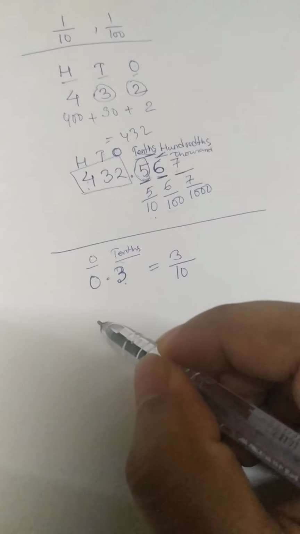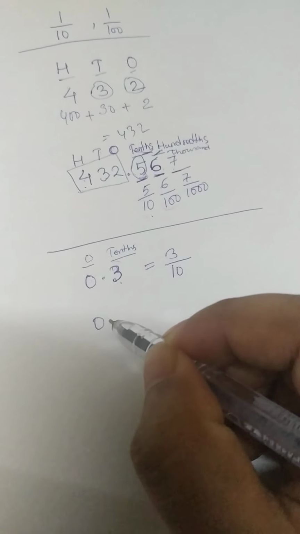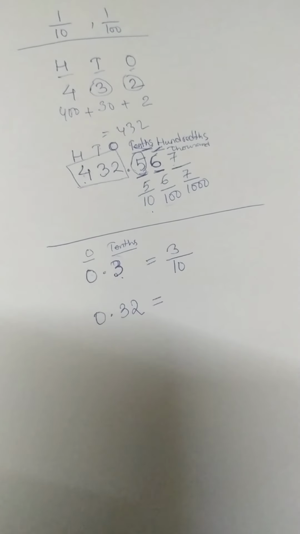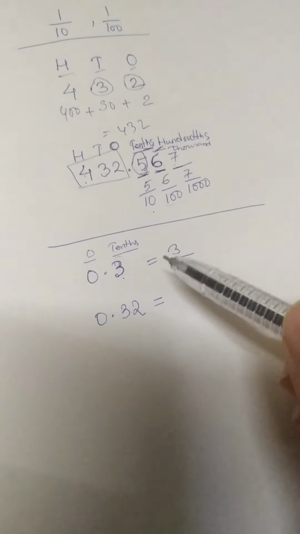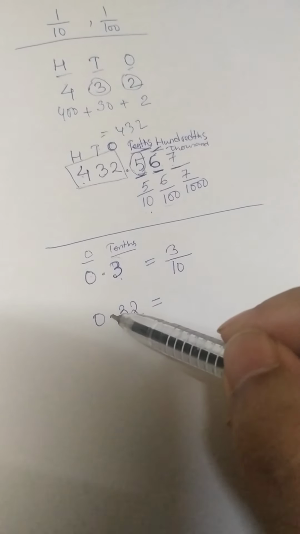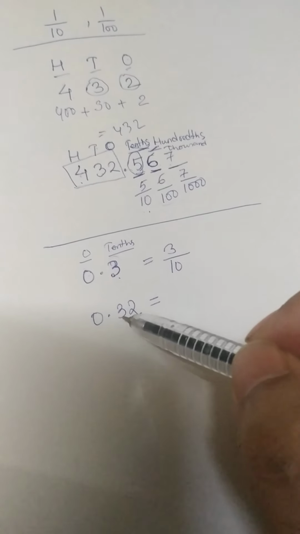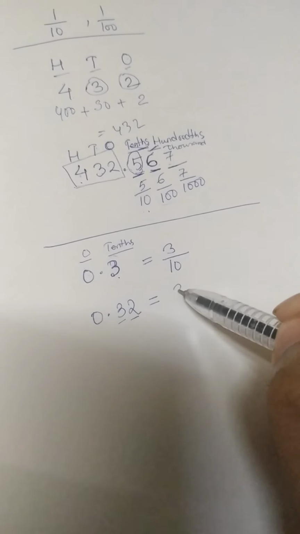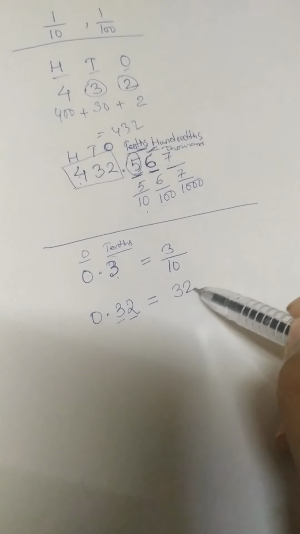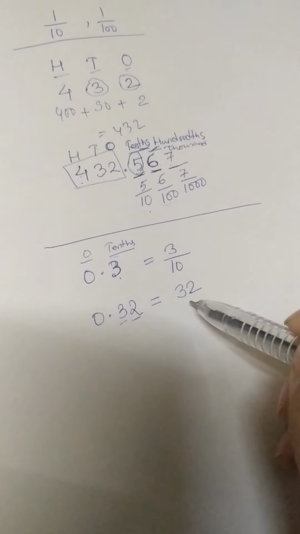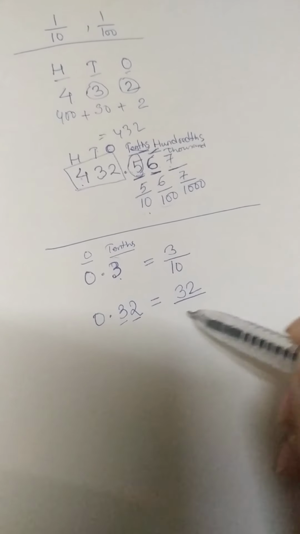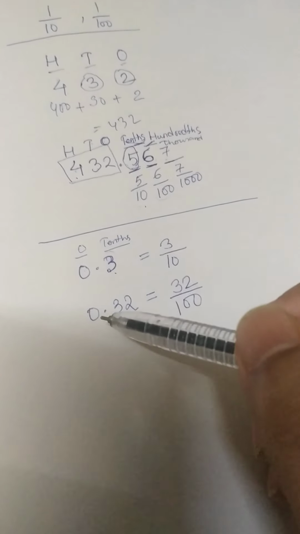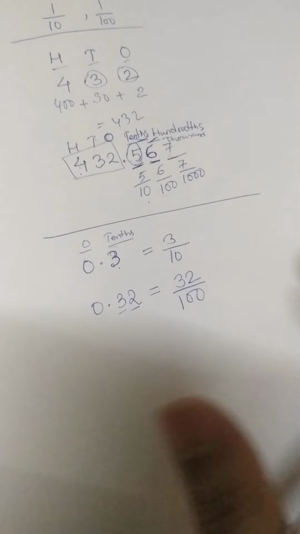Next, if we say 0.32, so if after the decimal we have these two digits, we just need to write the number and write 100 over here. After the decimal, that's a very simple technique to follow.